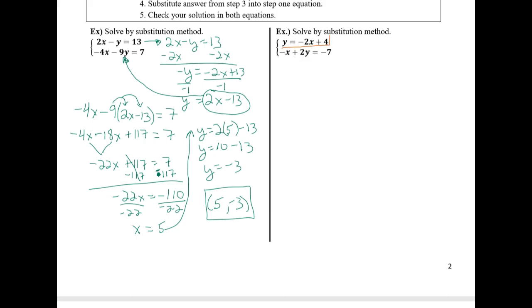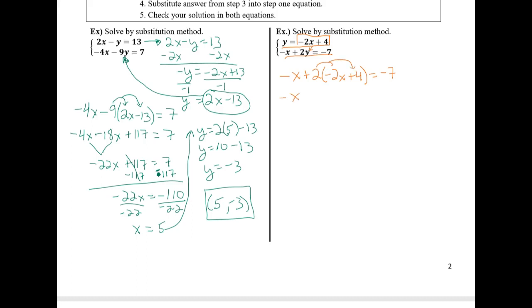Second step, substitute that in to the other equation. So since it's solved for y, this negative 2x plus 4 is going to go into y in the second equation. So negative x plus 2, replacing y with negative 2x plus 4 will equal negative 7. So all I did was take the second equation, and instead of writing y, I wrote what y equals. Distribute.